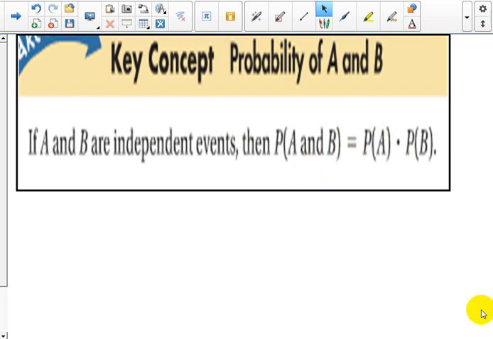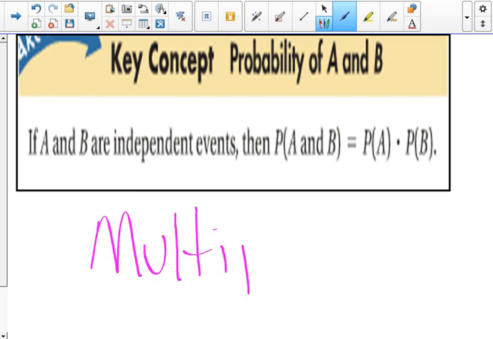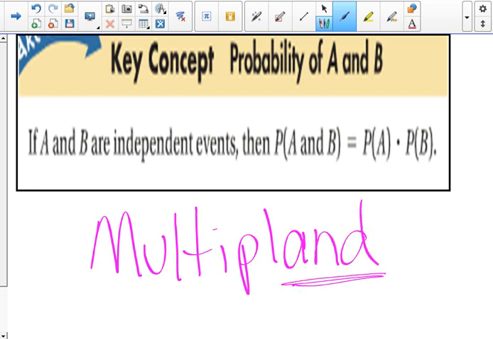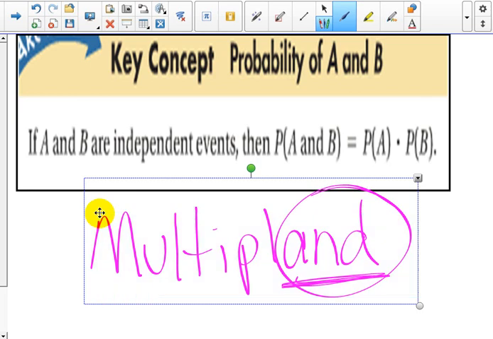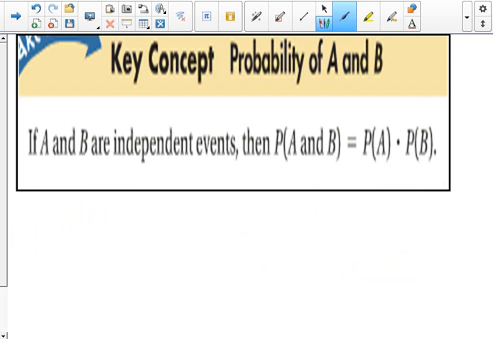So I used to say this word last year, I tried to remember, "multipland." I made it up, like it's a multiply land. But you multiply on "and" for probability. Okay? And I just make up weird things like that all the time to remember stuff. That's just something that helped me. If it helps you, fine. If it doesn't, forget it, right?